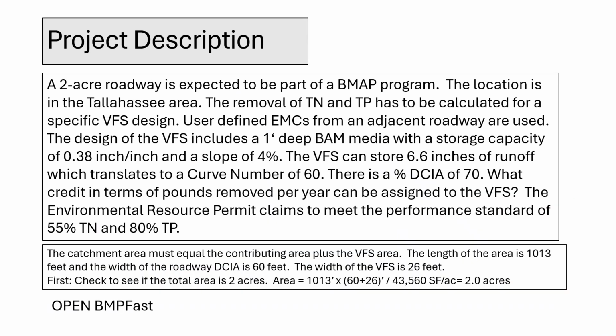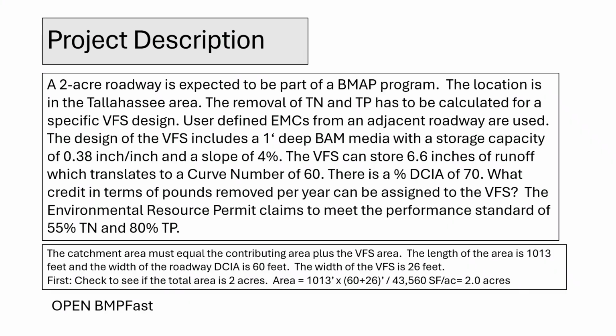We're now looking at the details of a specific project, which is a 2-acre roadway located in the Tallahassee area. This project is expected to be part of a BMAP program, and our primary goal is to calculate the removal of total nitrogen and total phosphorus for a specific vegetated filter strip, or VFS design. We'll be using user-defined event mean concentrations, or EMCs, from an adjacent roadway.